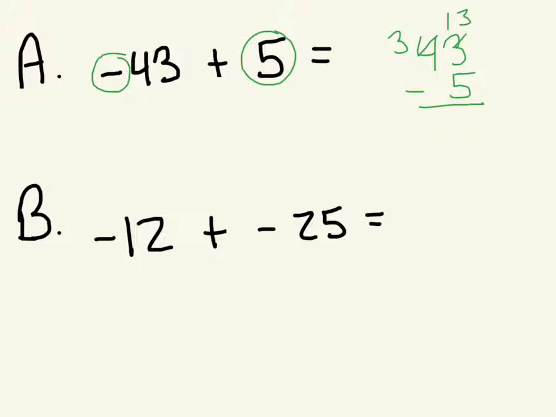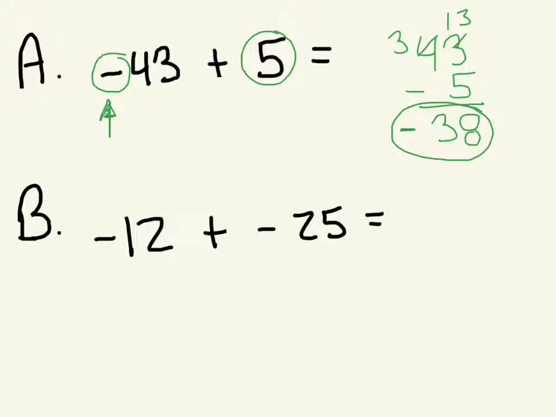what does that leave me with? 38. Now I need to determine whether that's going to be a negative or a positive. Well, I'll go back over here and look. 43 is one number and 5 is one number. Well, 43 is larger absolute value, and since my 43 was already negative, that means my answer also has to be negative. So I'm going to have a -38 as my answer.